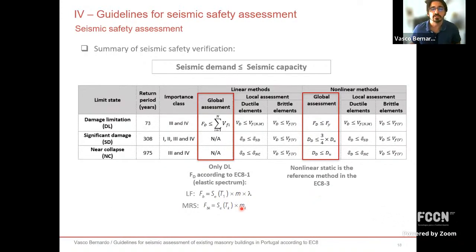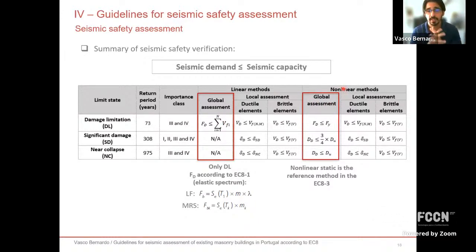This table is just a summary of the seismic demand and how the seismic assessment can be performed. We have three limit states that need to be verified according to the importance class of the structure. For the linear methods, the global assessment is only applied for the damage limitation, and the seismic demand can be computed according to Eurocode 8 Part 1 using the lateral forces method or the modal response spectrum method, and it is compared with the sum of the maximum strain capacity of the walls.